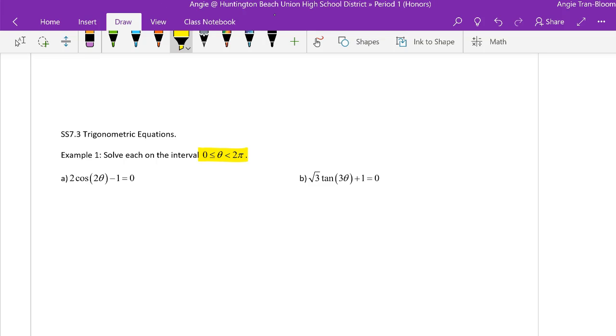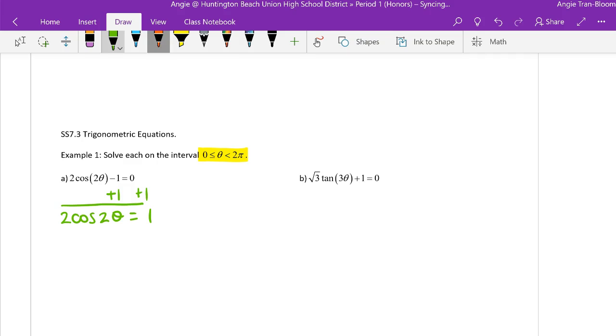Okay, so I'm just going to do all the algebraic stuff normally. So here we go. Plus 1 to both sides. Why did I write equal? Okay. So plus 1 to both sides. So now I have 2 cosine of 2 theta equals 1.